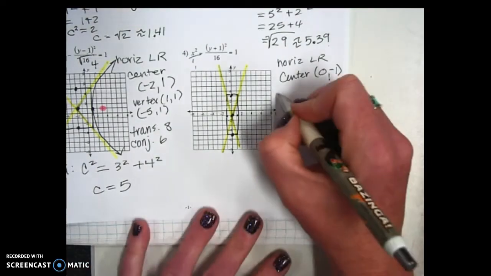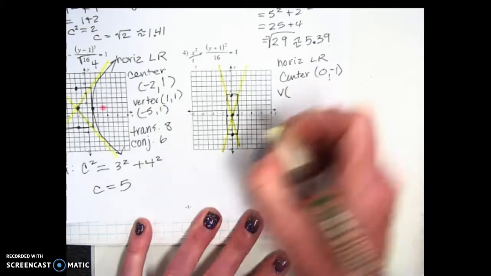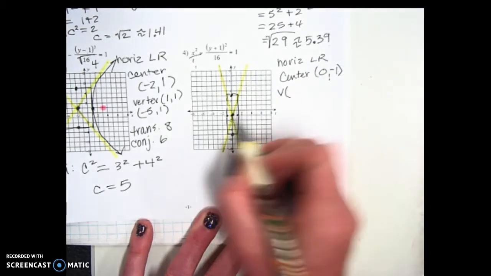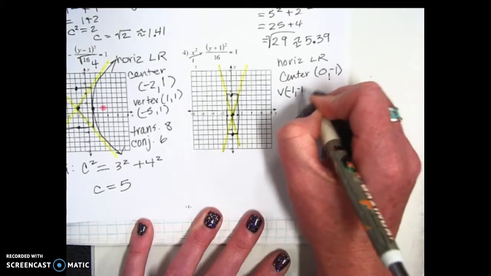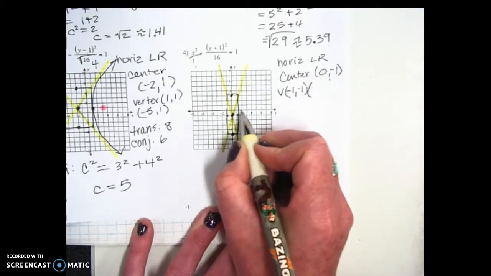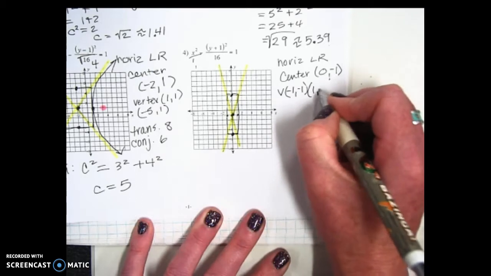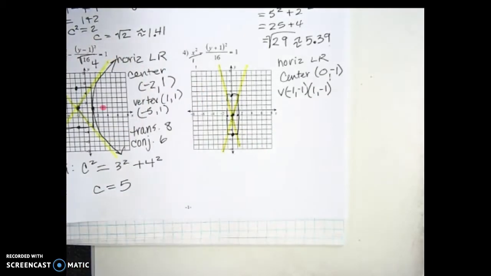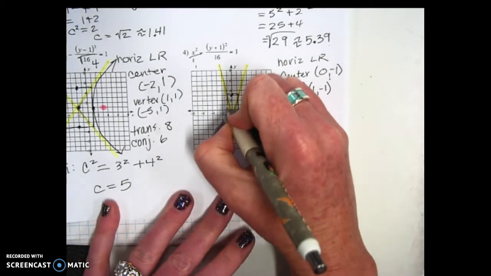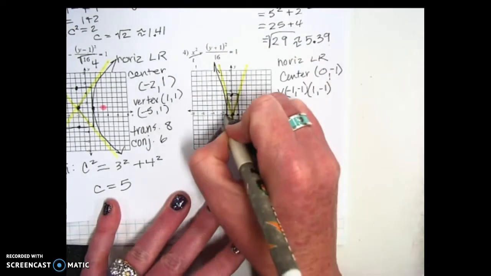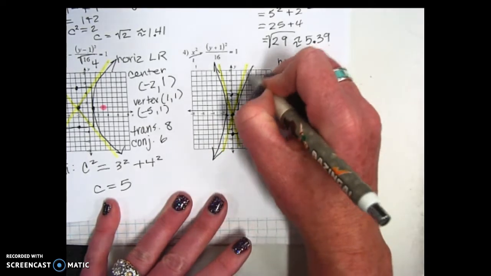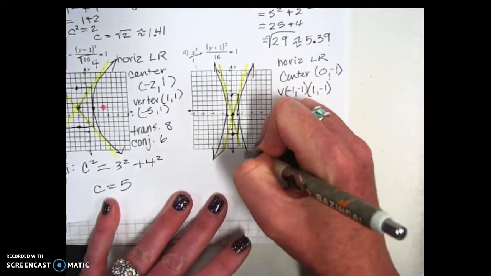All right, so let's count out where our vertices are at. So they're going to be left and right. So this one is at -1, -1. And this one is at +1, -1. And then we're opening left and right. So draw in your hyperbolas, getting super close, super close.